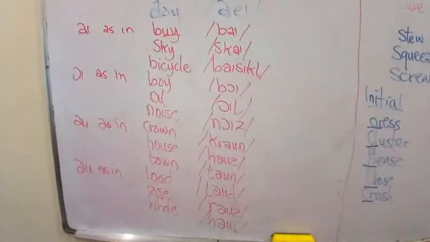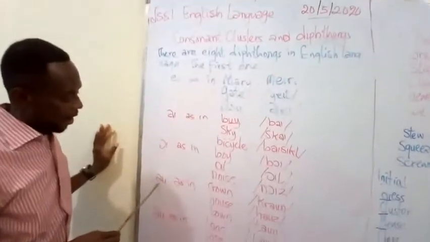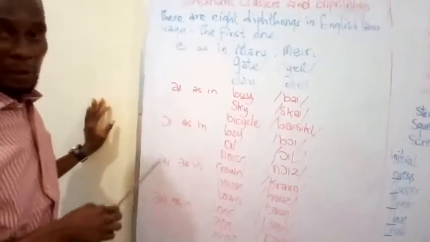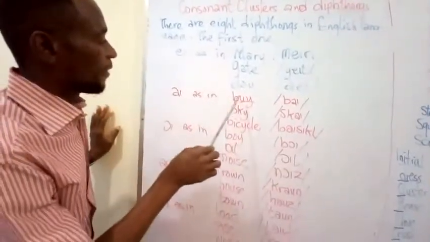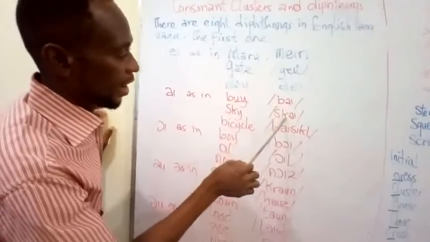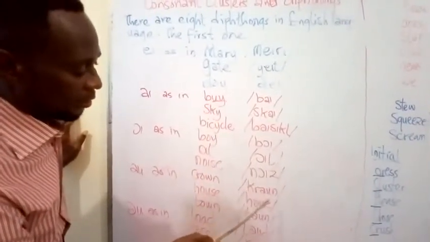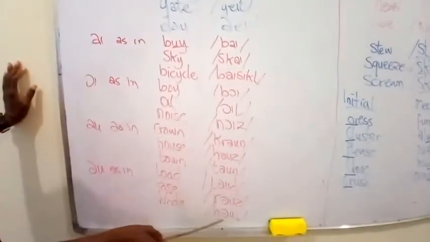All right. Let's quickly say something on it before we call it today. Yes, this is I, O. Now remember that these two, they are not the same. This is O. That's why you have buy, sky, bicycle, boy, oi, noise, crown, house, town, load, rose, and then whole.